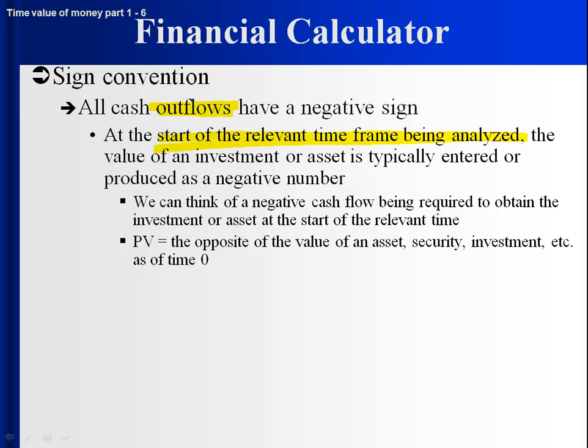And so in this case, the number that we're going to enter for PV is actually going to be the opposite of the value. If we had $100 in our account, we would enter it as negative 100. How did we get the 100? We put it in.